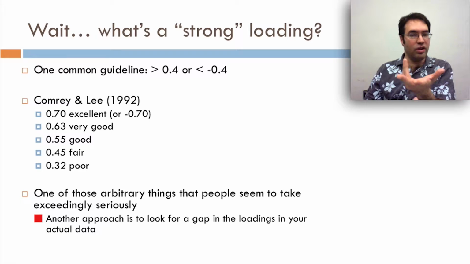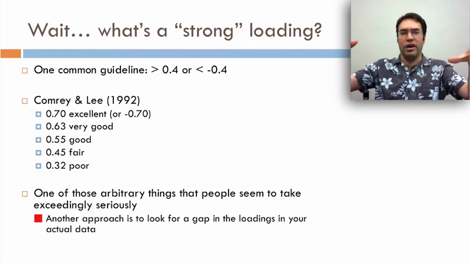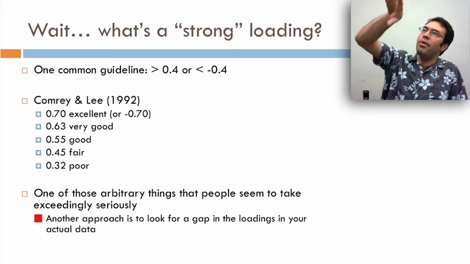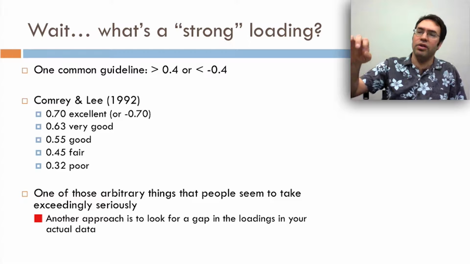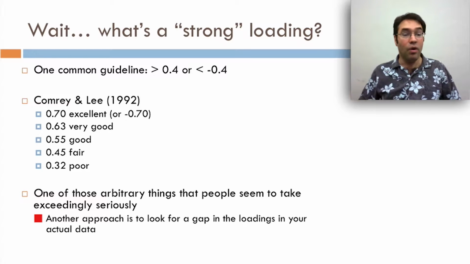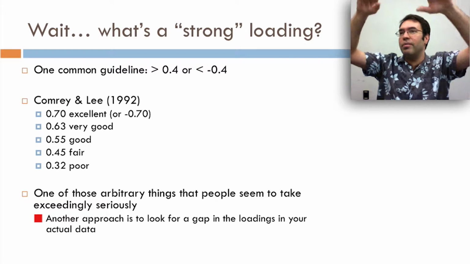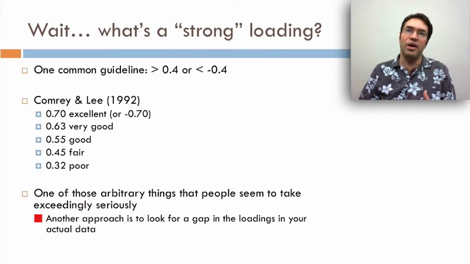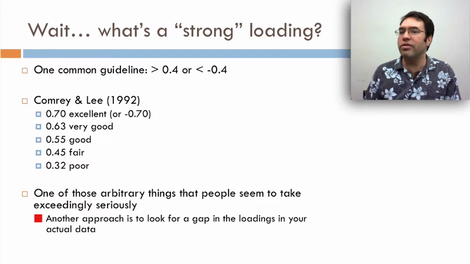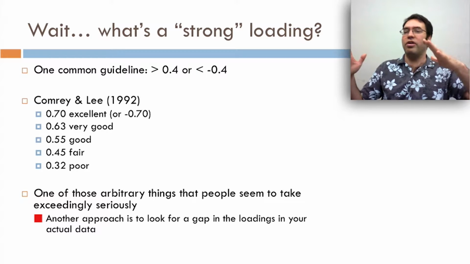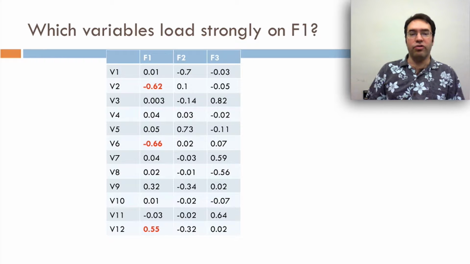Another approach is to look for a gap in the loadings of your actual data. Like rather than saying 0.4 is really what I care about, you say, well, I've got a whole bunch here that are above 0.52, but then from 0.52 to 0.37 there's really nothing. Or maybe there's a bunch of stuff above 0.65, but then nothing down to 0.42. Maybe we don't want to include that 0.41, even though it's above 0.4, if everything else that's strongly loaded is above 0.65.